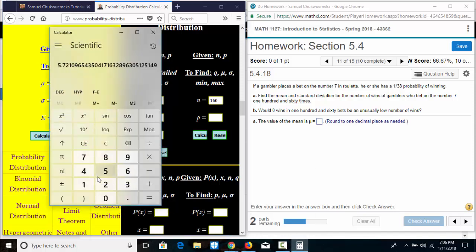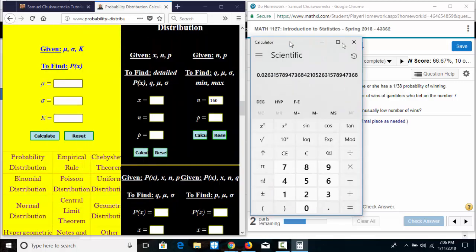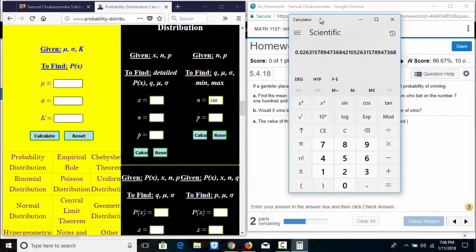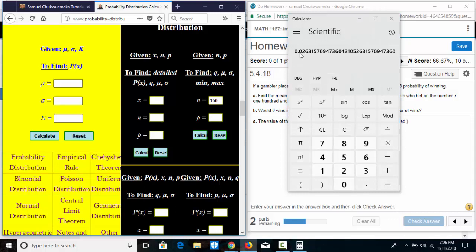So let's do 1 divided by 38 equal to. Now let's write it to at least 7 decimal places. Okay, that is 0.026315, 1 2 3 4 5 6 7. Okay, 158.